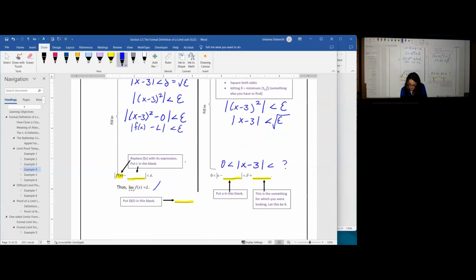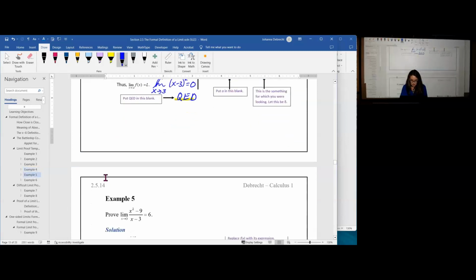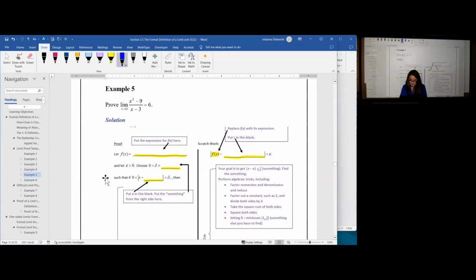Then we restate the limit as x approaches 3 of (x minus 3) squared equals 0. And we write QED in the blank. Okay, I hope this is feeling maybe a little bit more comfortable. Let's move on now to example 5.